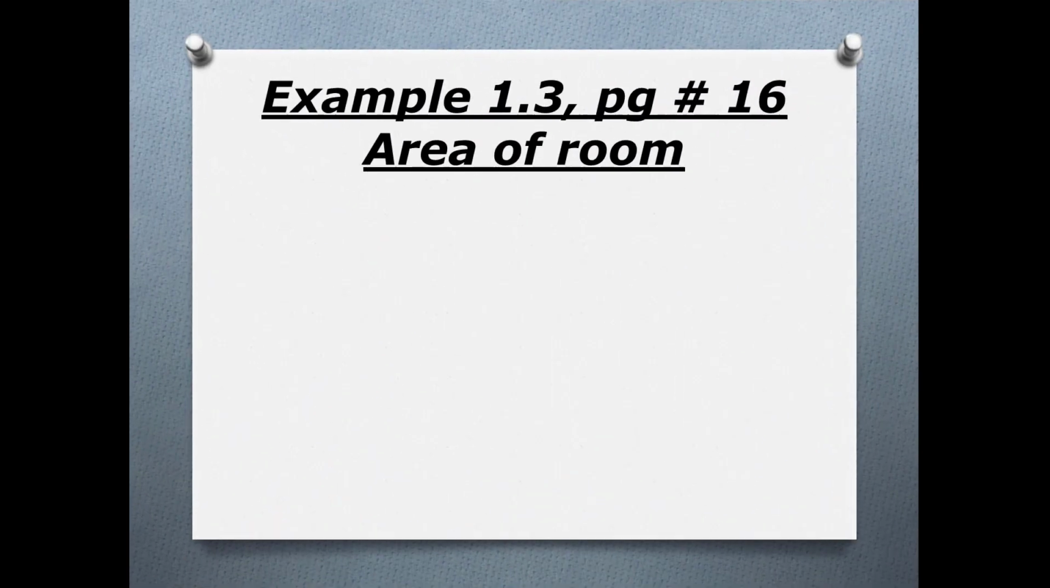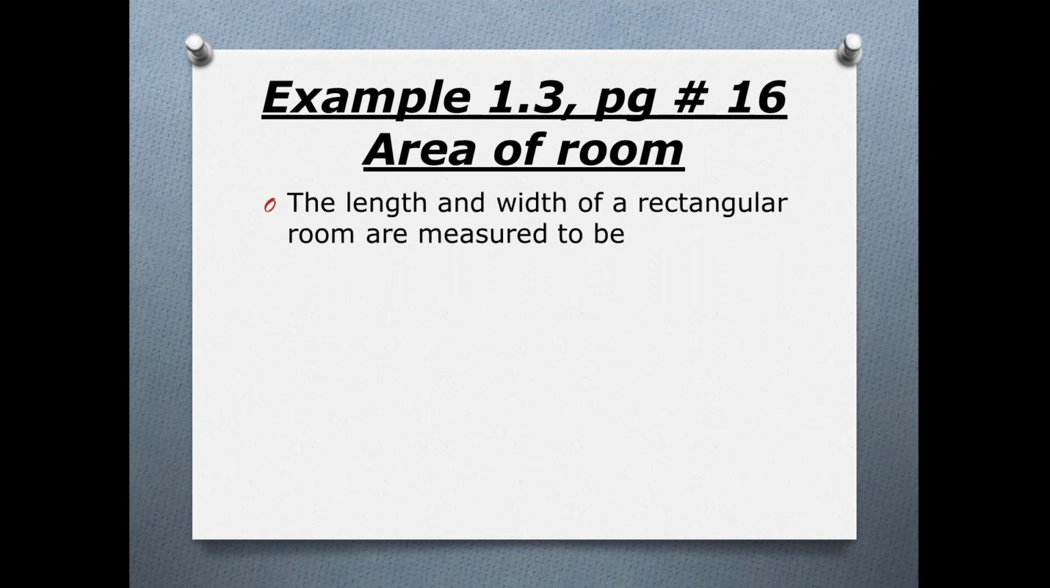Okay. Let's check out an example related to this. Example 1.3, page number 16. We have to calculate the area of the room. What is the given statement? The length and width of a rectangular room are measured to be L is equal to L plus delta L, which is equal to 4.050 plus minus 0.005 meters.